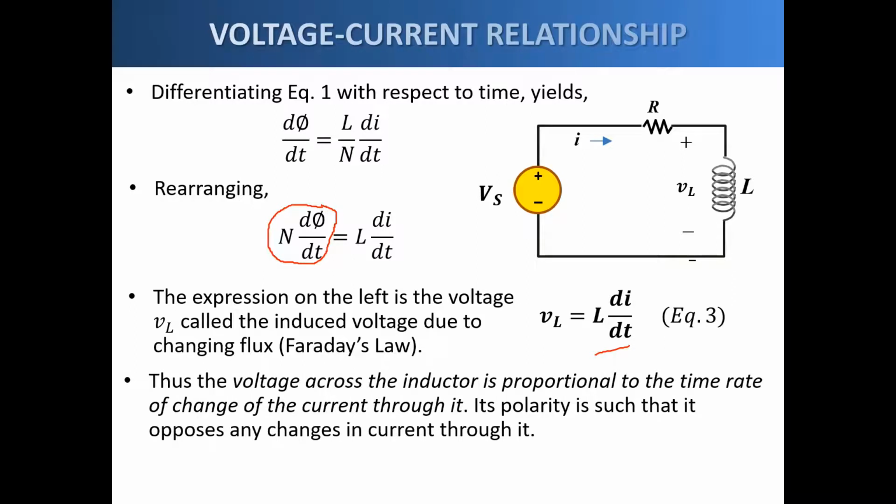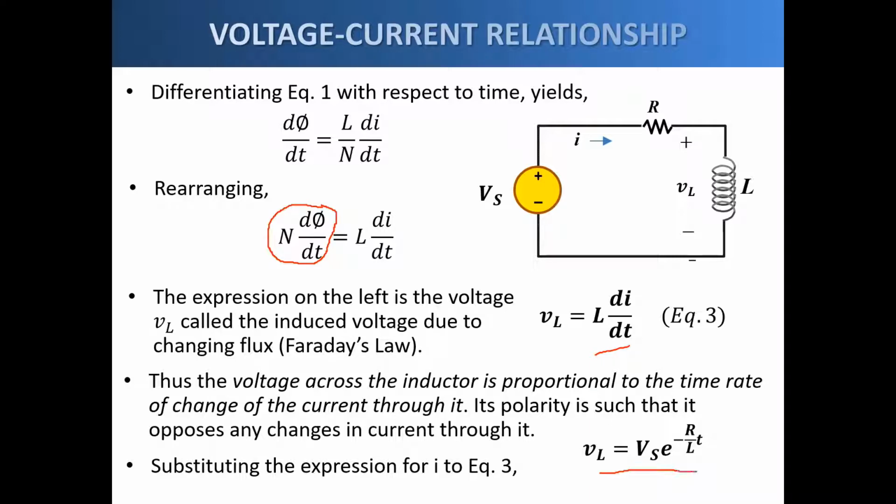This equation tells us that the voltage across the inductor is proportional to the time rate of change of the current through it. Its polarity is such that it will oppose any change in the current. For a series RL, if we substitute the current that we showed earlier, the voltage across the inductor will be given by this equation.